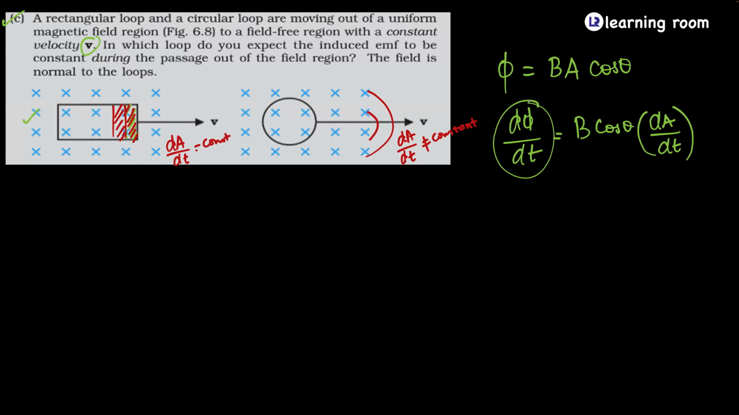In which loop do you expect the induced EMF to be constant during the passage? So this d phi by dt is what is EMF. So this EMF can be constant only if dA by dt is constant. So dA by dt is constant in this, whereas not in this. Are you clear with this? Clear? So that's the answer. Okay, make a note of it. Those who are online, are you able to understand the logic? Yes, sir. Good.